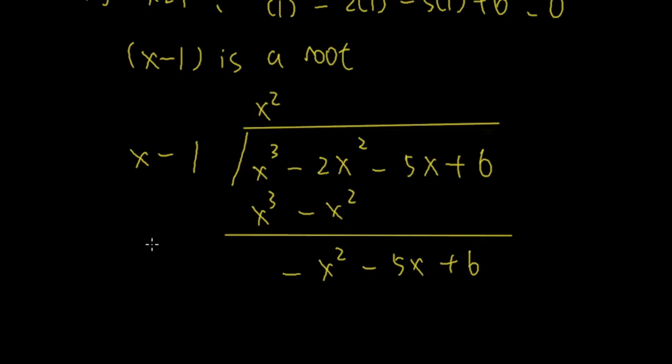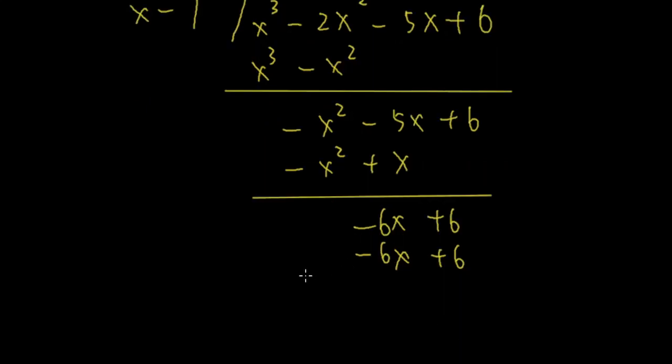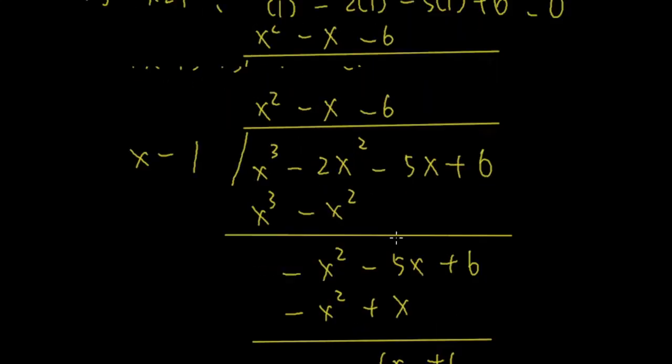Next, x times negative x will give you negative x squared. Negative 1 times negative x is plus x. Now, negative x squared minus negative x squared is 0. Negative 5x minus x will be negative 6x, plus 6. In that case, minus 6 times x is minus 6x. Minus 1 times minus 6 is plus 6. No remainder. That's good.